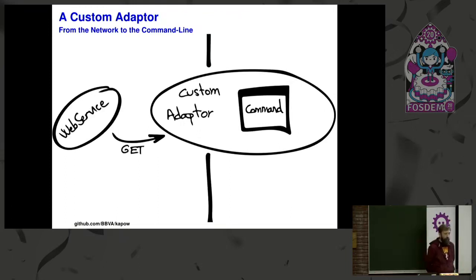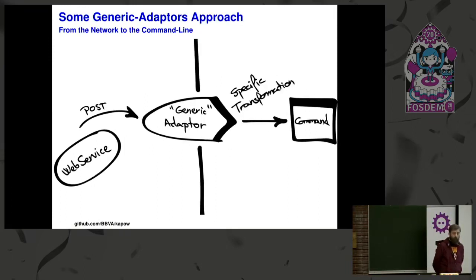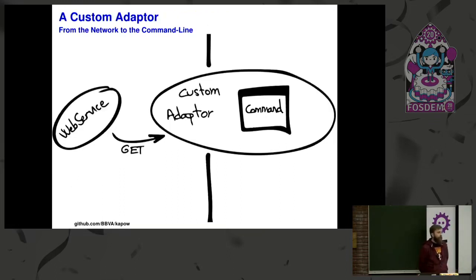Another approach is to use a custom adapter. If it's not possible to use a generic adapter because it's not suitable for our command, we can use our favorite programming language and make an HTTP server. And when the server receives an HTTP request, it can execute our command, passing the data, everything is hunky-dory. But this has some limitations because the command that we are interfacing is not part of the shell, and it's very difficult to interact with other commands without modifying our custom adapter.